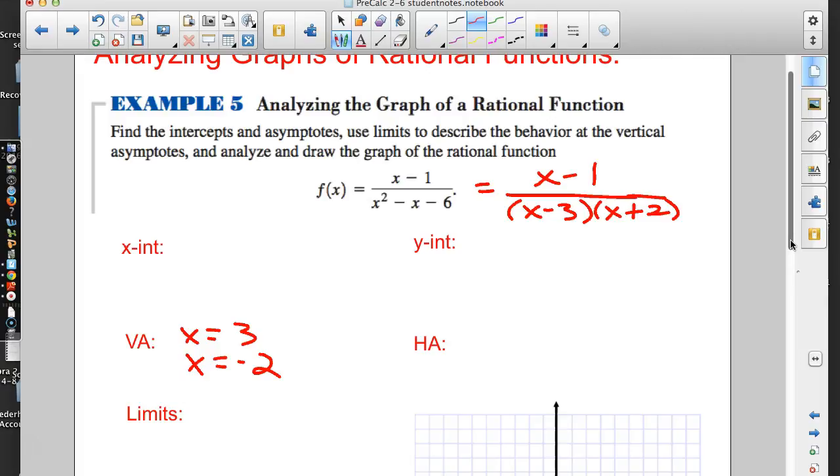Again, write those equations as lines. We've got x equals 3 and x equals -2. Horizontal asymptotes.